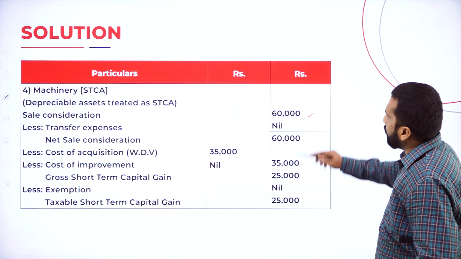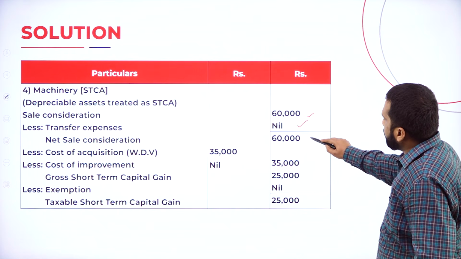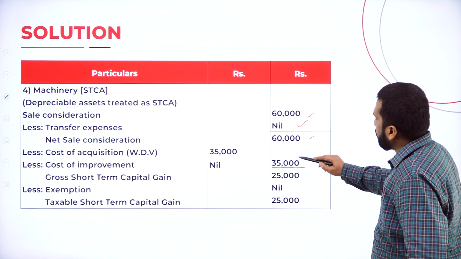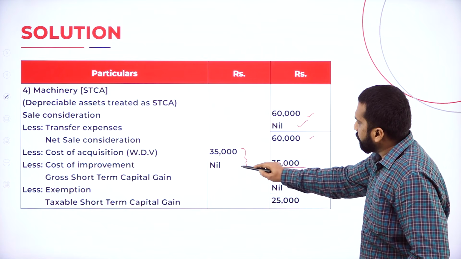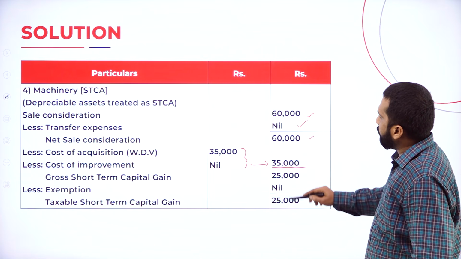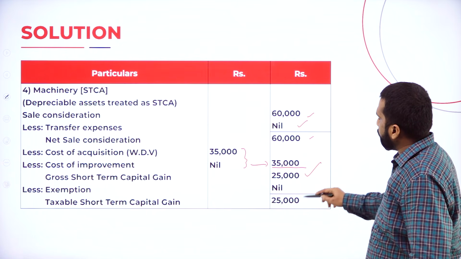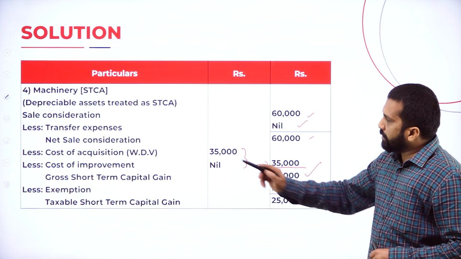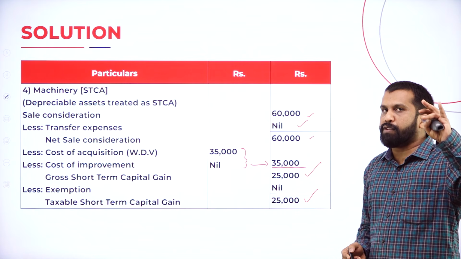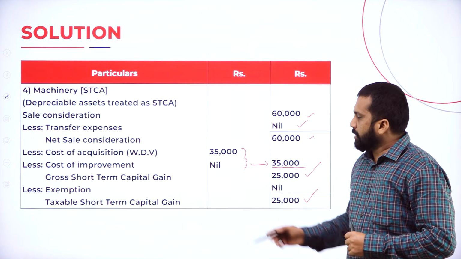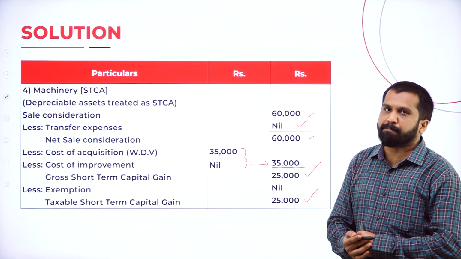See, 60,000 minus nil, 60,000, there is no commission, and 35,000 is your cost. 60 minus 35, you will get how much? 25. Same 25 I have written. There is no exemption. There is section 54B, if they have purchased anything, then we are supposed to do it. They have not done any additional purchase.